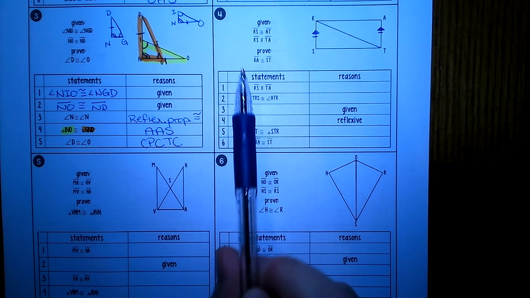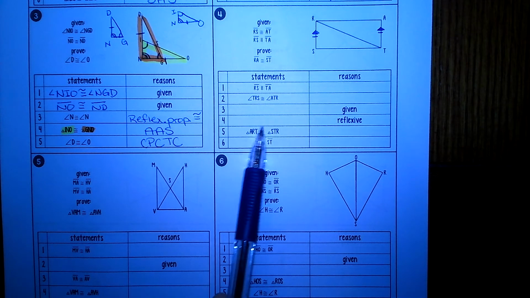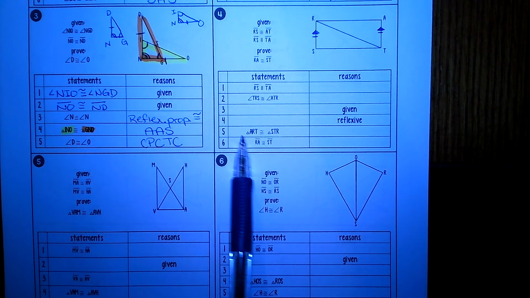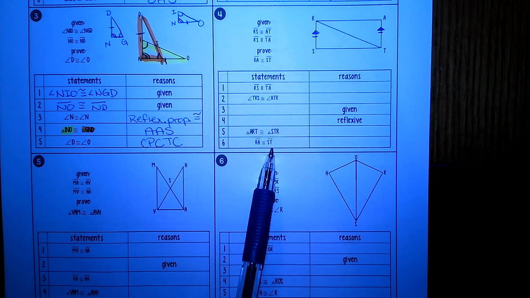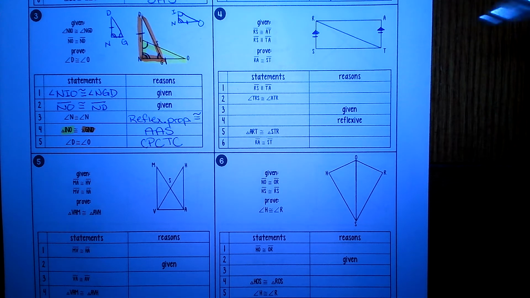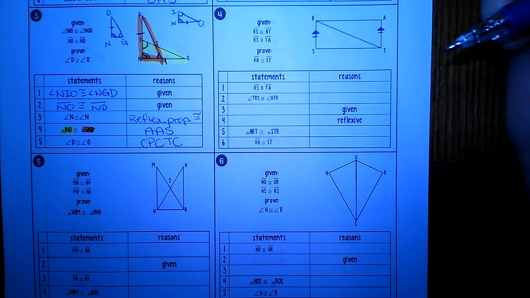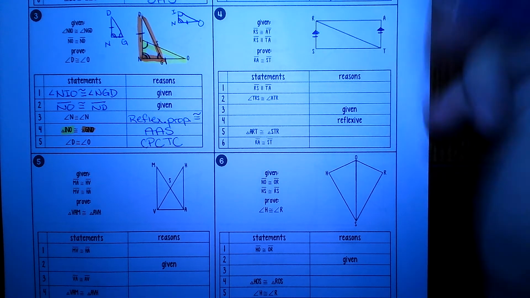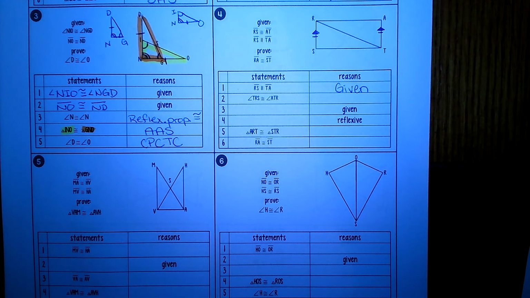Now, from those two given facts, we should be able to tell that the triangles are congruent and pick out a pair of congruent parts. So let's take a look. Statement 1, side RS is parallel to side TA. That's right here in the given. So that is a given reason.